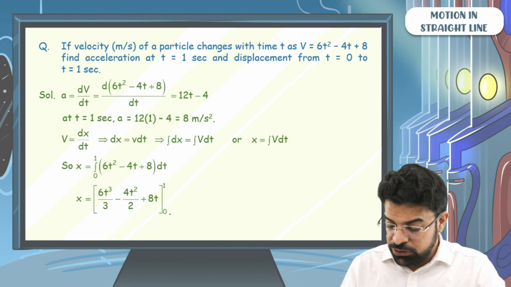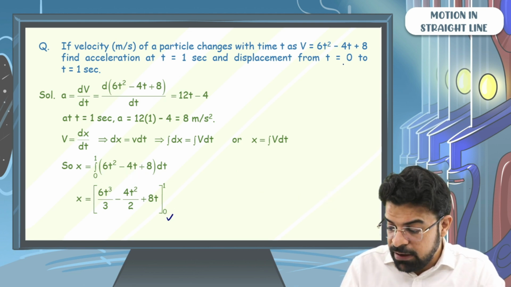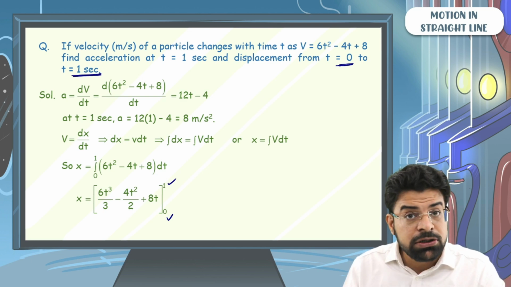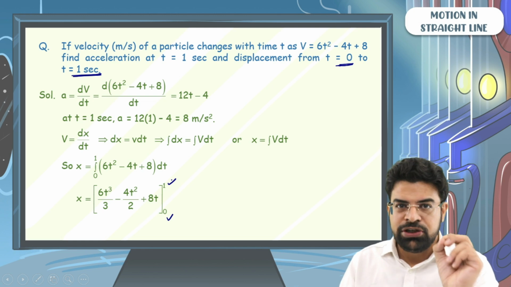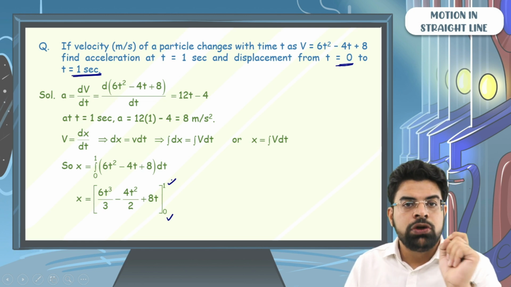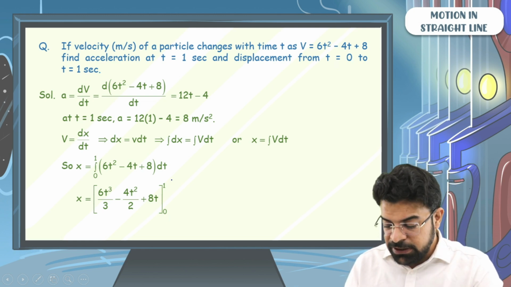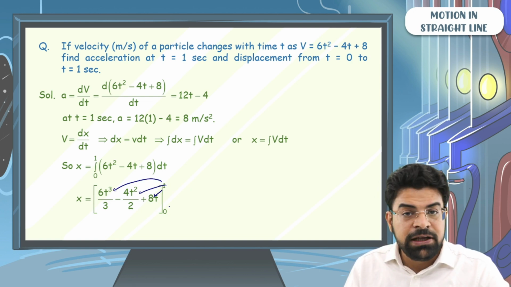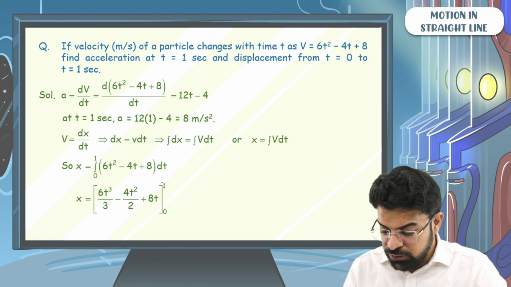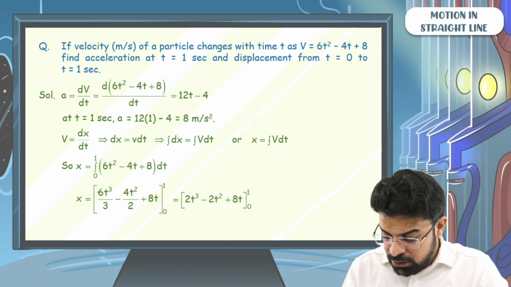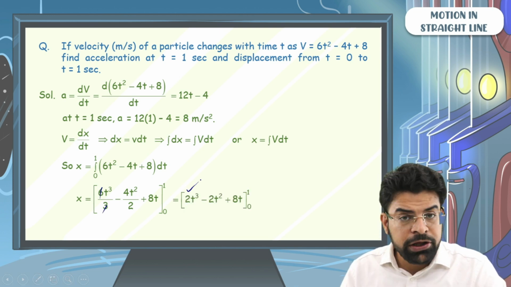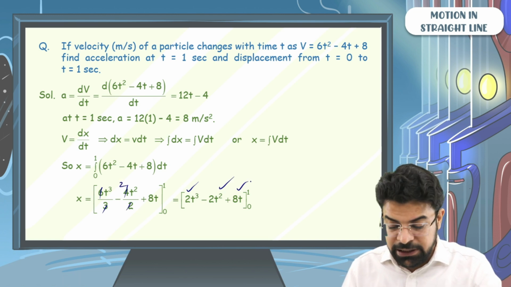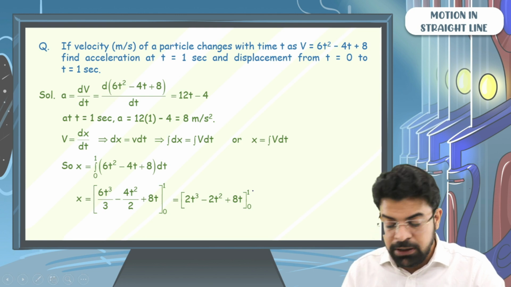We need to substitute limits. Lower limit is 0 because we have to integrate from time equals 0 till time equals 1. So lower limit 0, upper limit 1. Always substitute upper limit minus lower limit. So first, in place of t, substitute 1 everywhere. Then in place of t, substitute 0 everywhere. So you can further write this as 2t cube minus 2t square plus 8t, lower limit 0, upper limit 1.